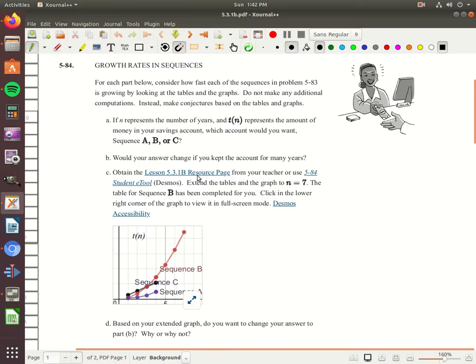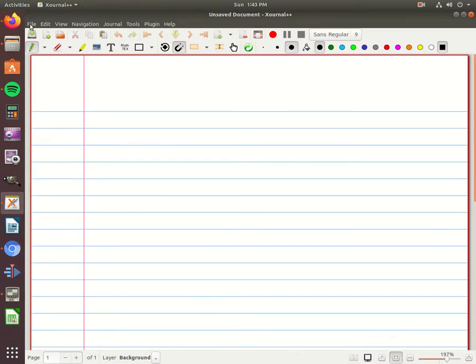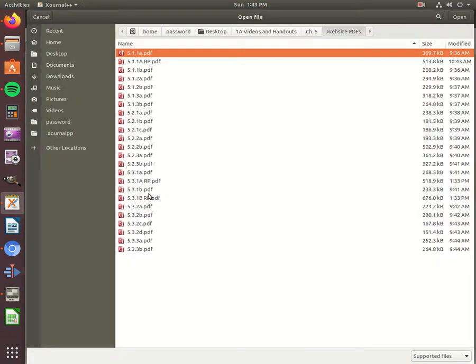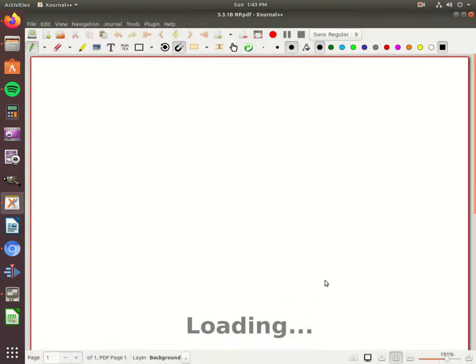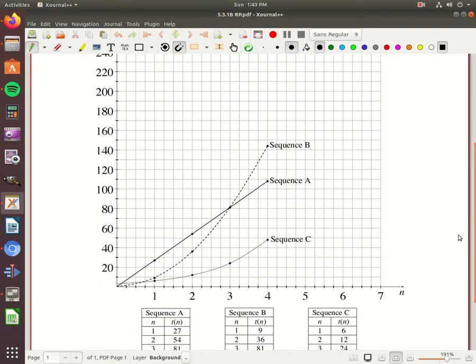It says obtain lesson 531 resource page from your teacher. Extend the tables to n of 7. B is done for you. So again, we're going to get out of this, reopen this, and we need this page. They want us to go to 7, and again, they told us to extend it.